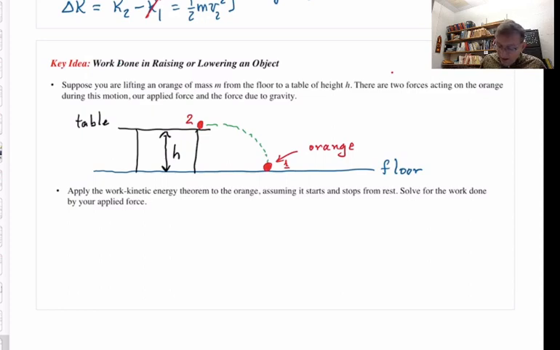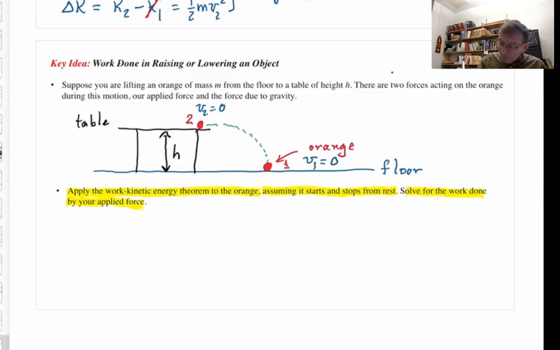We're going to apply the work kinetic energy theorem to the orange. We're going to assume that it starts and stops from rest. I mean, it's initially at rest here on the floor, so V1 is 0. And when I release it there at point 2, I'm going to leave it at rest, so V2 is 0. So assuming it starts and stops from rest, I want to solve for the work done by my applied force.